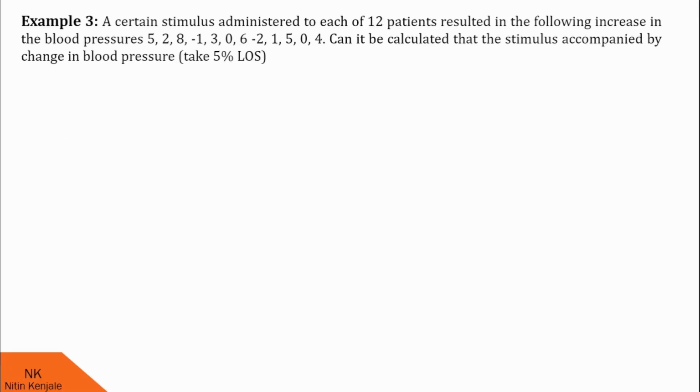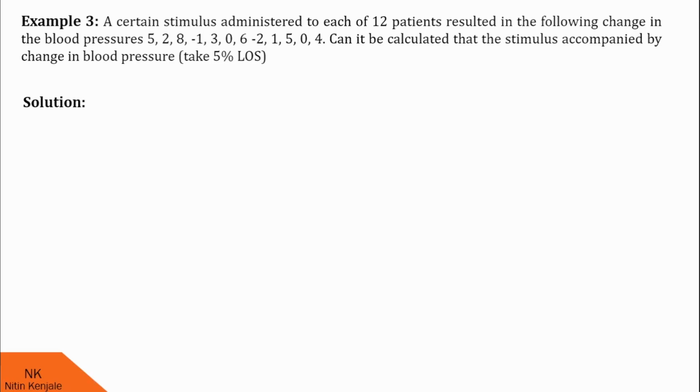In this example, given that a certain stimulus administered to each of 12 patients resulted in the following change in blood pressures. These are changes in the blood pressure of the patients. Can it be concluded that the stimulus is accompanied by a change in blood pressure? Take 5% LOS. Let us proceed for the solution. Note that we are not given the sample mean or the sample standard deviation. So we have to calculate it manually.